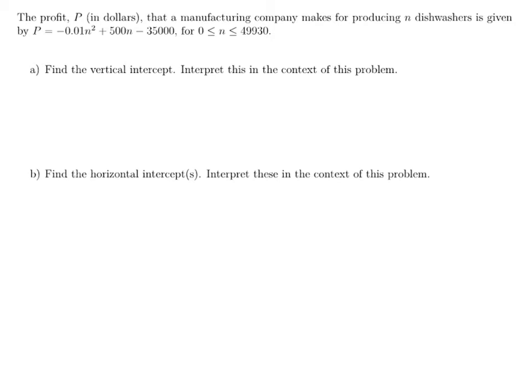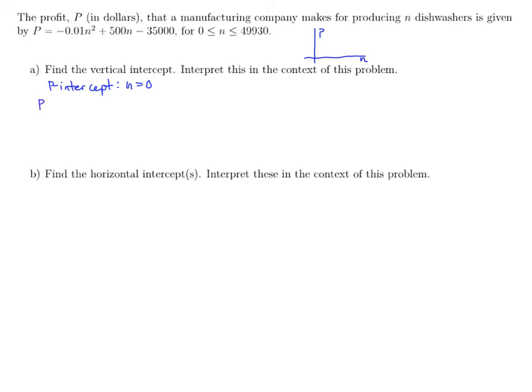and 49,930. To start, let's make sure that we're clear on which variable is on our horizontal axis and which one's on our vertical axis. Looking at this, we're going to have P on the vertical axis and N on the horizontal axis. So the first thing we're going to do is find the vertical intercept, which of course will be our P-intercept, and that's going to occur where the value of N is 0. And so now we'll replace N with 0 and find the value of P.